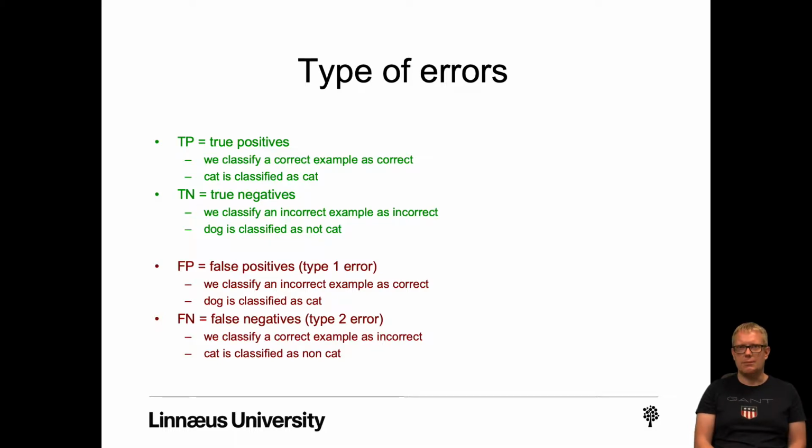Then we have two types of errors. We have false positives, or type 1 errors: we classify an incorrect example as correct, so a dog is classified as a cat. And the other type of error is false negatives, or type 2 errors. Then we classify a correct example as incorrect. A cat is classified as a non-cat.